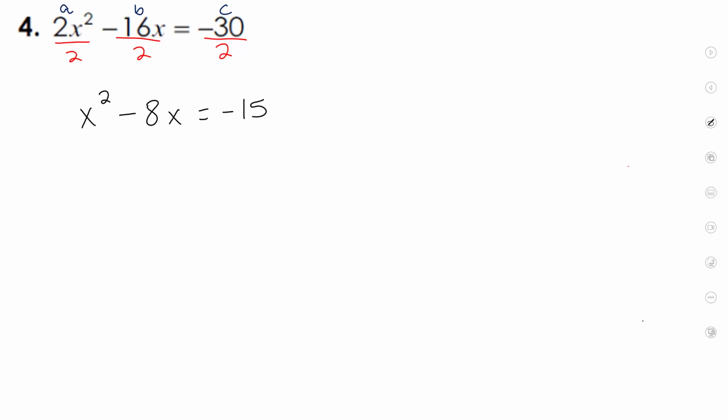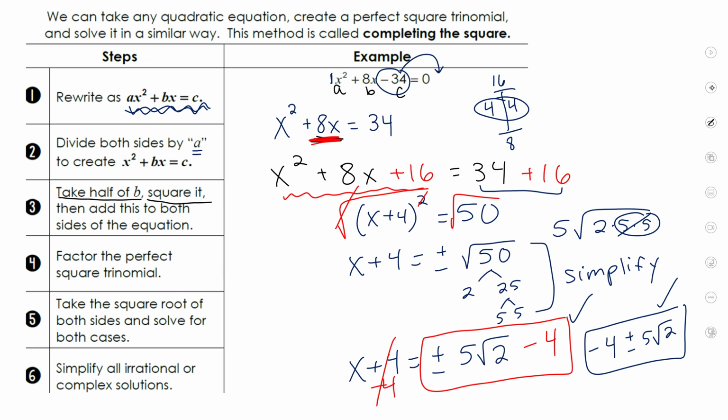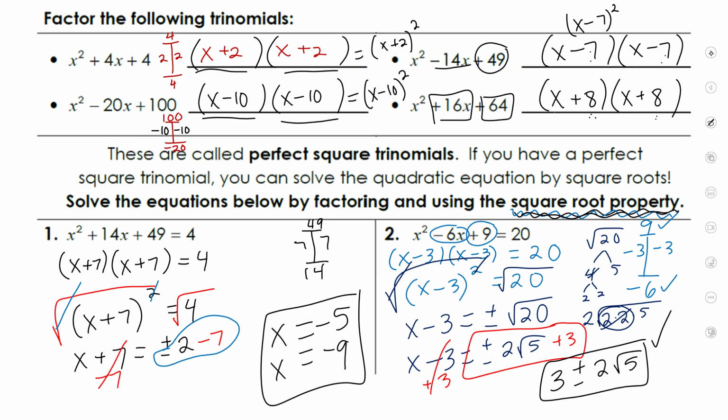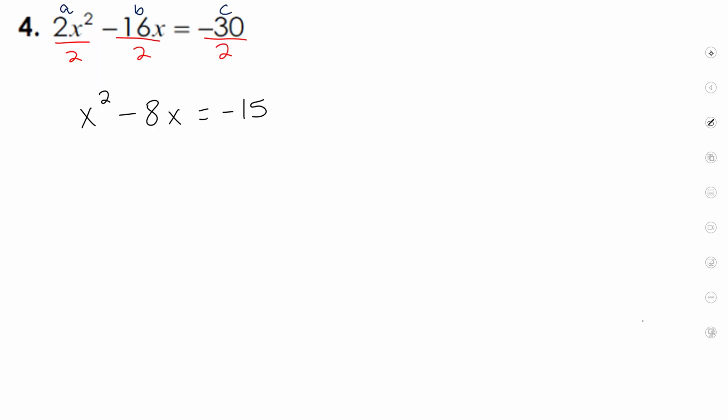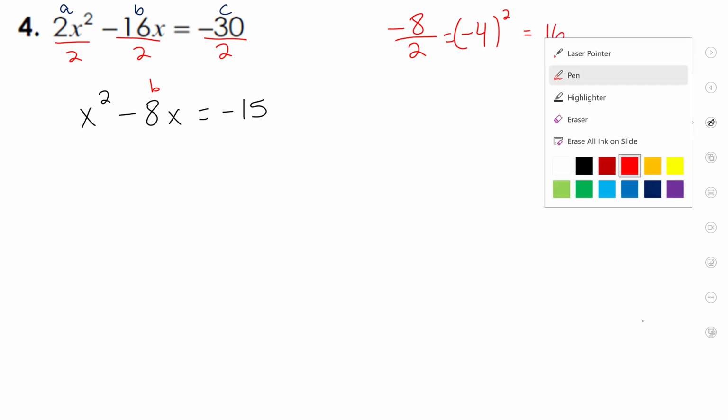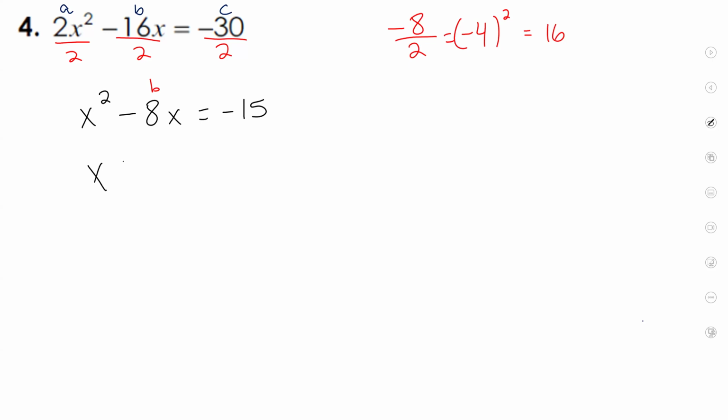So the next step, let's look back at my steps. Take half of b, square it, and then add this to both sides of the equation. So let's see. This is my b value. It's negative 8. What is half of negative 8? Negative 4. And then if you square this, you get 16. So I'm going to go ahead and add 16 to both sides. This will become x squared minus 8x. And I'm going to add 16 to both sides.